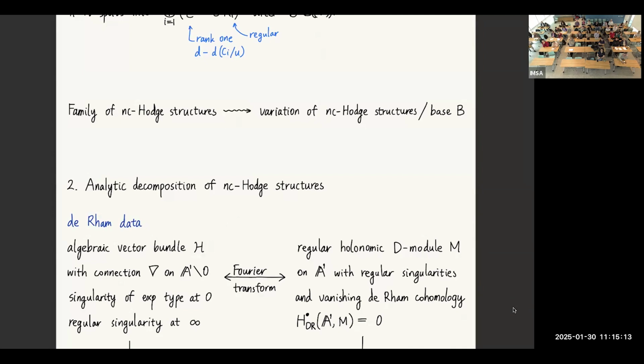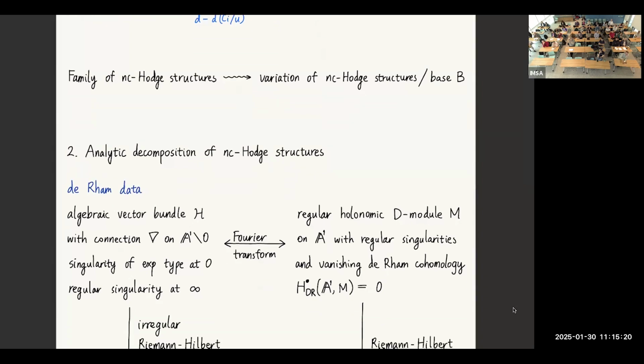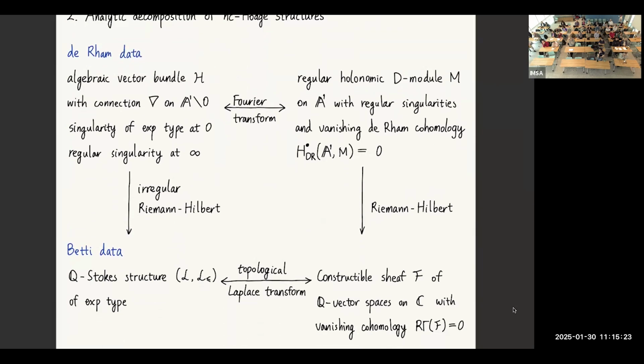And now let's see how the Betti data, or the Q, the rational data, transforms under this. So this rational structure, the Betti data and the de Rham data, they are related by the Riemann-Hilbert correspondence. On this side, it's the singularity of second order pole, so we have irregular Riemann-Hilbert correspondence. And on the right-hand side, after Fourier transform, it's just the regular singularity. So we have the regular Riemann-Hilbert correspondence.